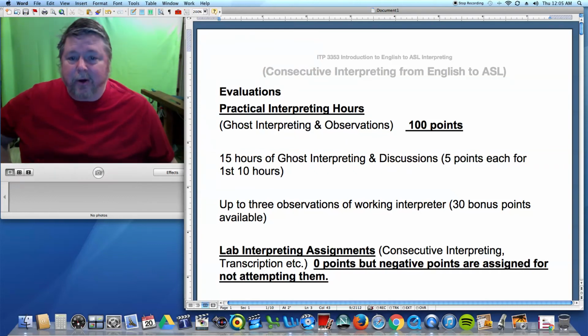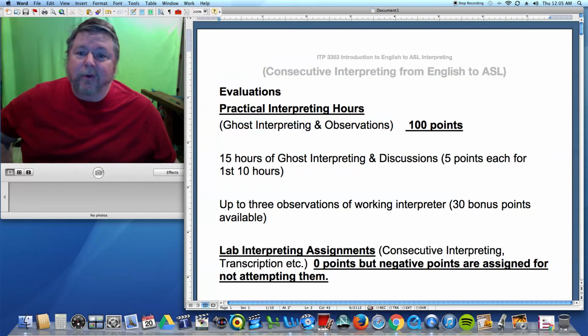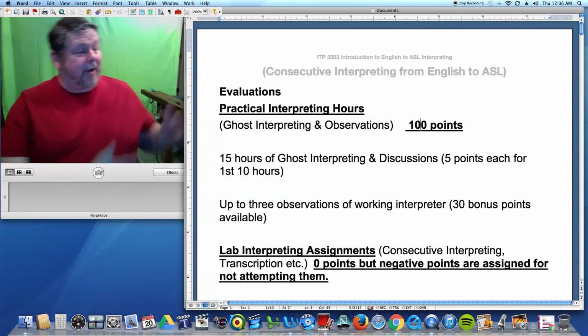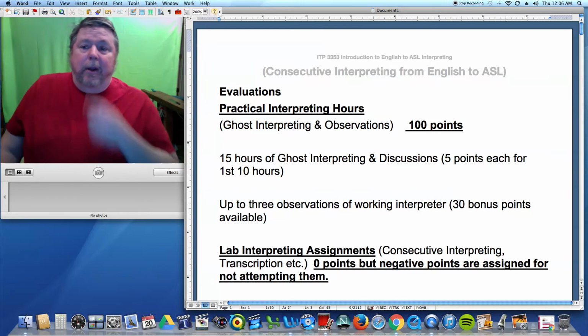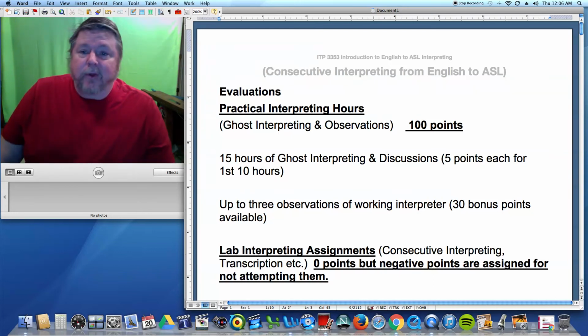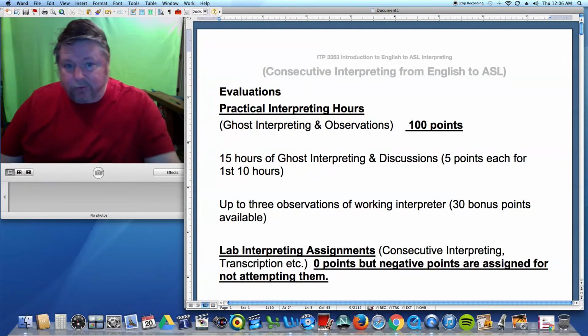This is a little bit hard for online instruction because you don't have a cohort group member sitting right next to you that you can agree to go to this class and do ghost interpreting for. It means you're probably going to be stuck doing this on your own. If you're a working interpreter, you may count your working hours that you're actually paid as ghost interpreting hours.